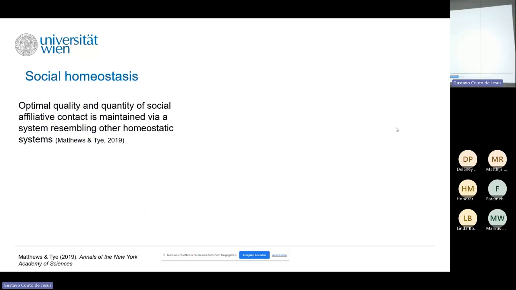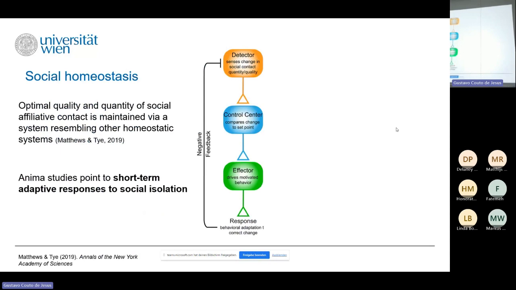It was proposed in 2019 by Matthews and Tye, two researchers based in the US. They do very, very nice animal research. Basically, they suggest a system very similar to the one I presented before. So also for social contact and social need, we have a certain set point, and then we can discuss what this set point is. If there are deviations around this set point, they are tolerated, nothing happens.